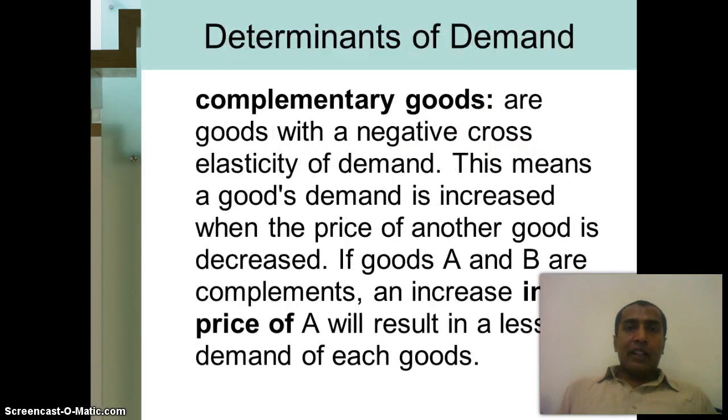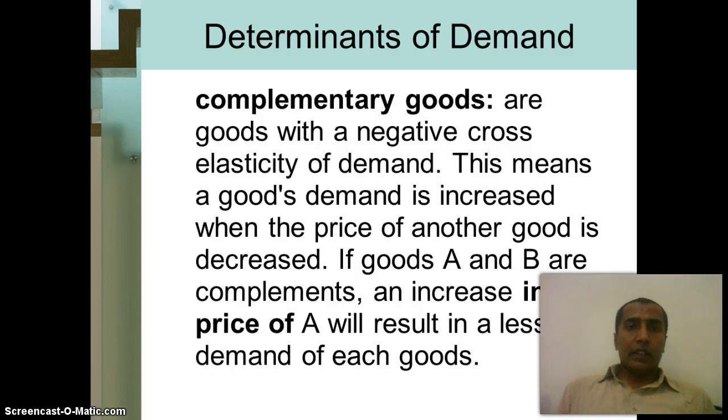Then the other example of related goods is complementary goods. Complementary goods are goods with a negative cross elasticity of demand. This sentence is a bit technical, you may not understand at this point of time. So you should understand it like this: if two goods A and B are used together, then they are complementary goods. One good completes the other good.